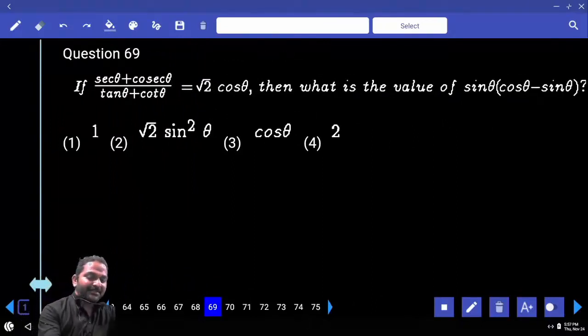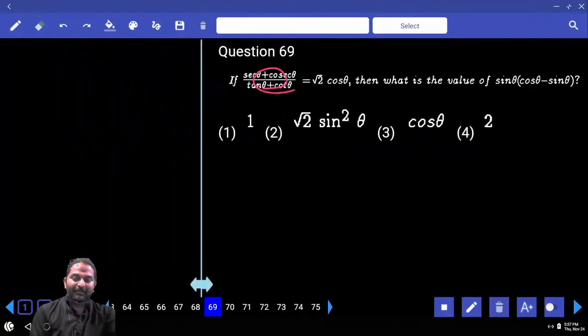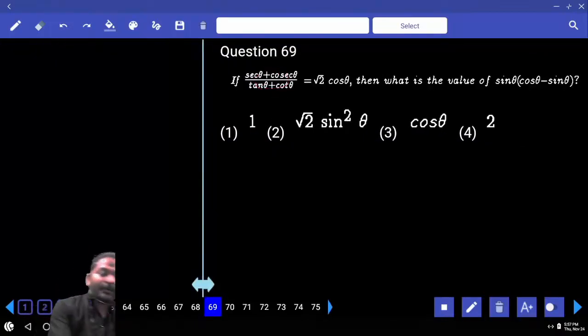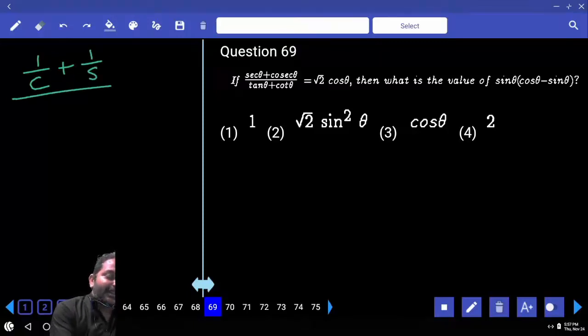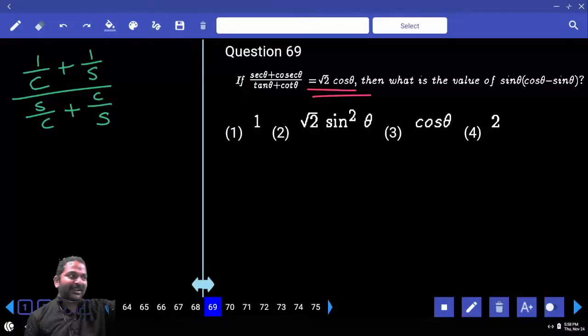Let's simplify this. Secant theta. What do you mean by secant theta? 1 by cos theta. I'll write like this, 1 by cos. Cosecant theta, 1 by sin, divided by tan theta, sin by cos. Cot theta, cos by sin, is equal to root of cos theta. Right hand side, root 2 into cos theta, correct?